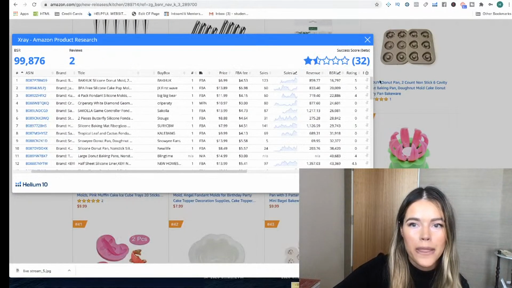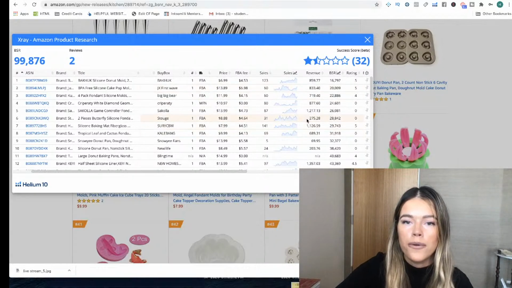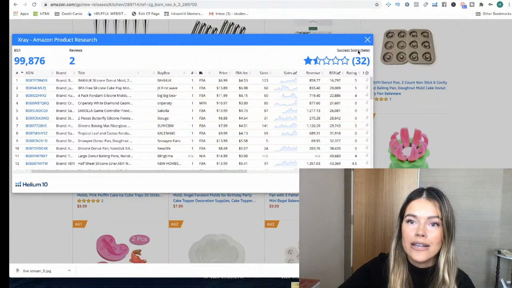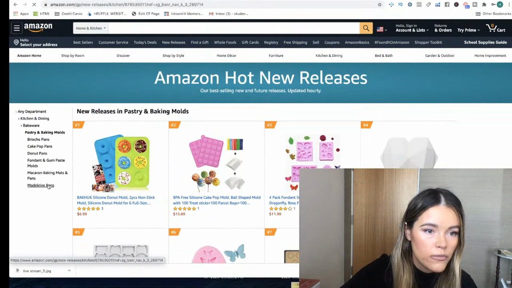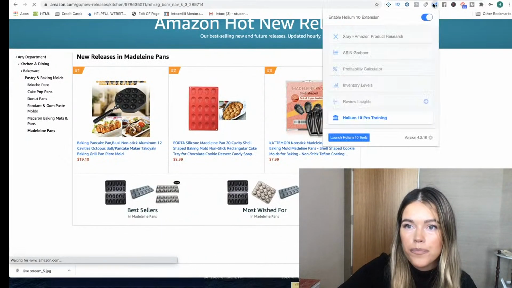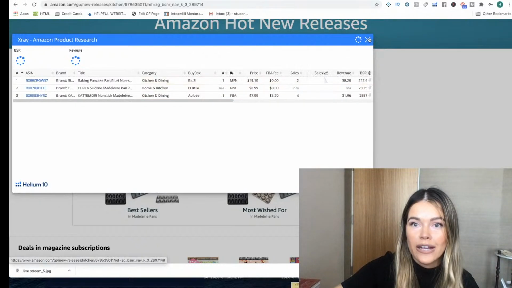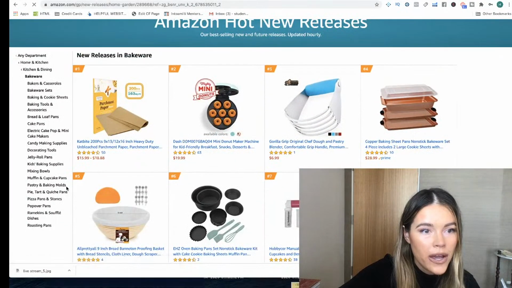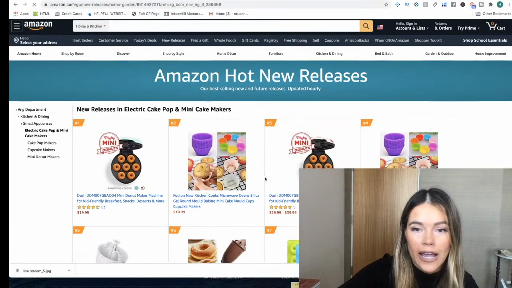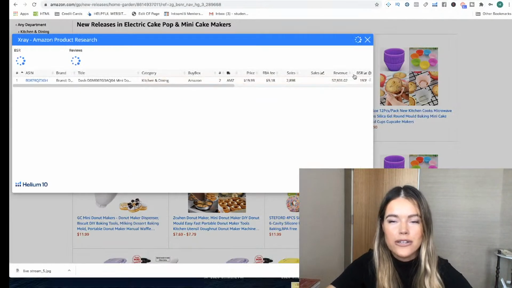I don't recommend that. But essentially, the first priority when doing this is to try looking for revenue that is at least $5,000. If you can't find it, let's go to Madeline pants. Some categories might not have that much demand. For example, here, revenue is $38. That's literally nothing. So let's go back to bakeware and let's try to look for electric cake pot and mini cake makers. Maybe I should get that. That actually sounds like a good investment to make mini donuts in your home.